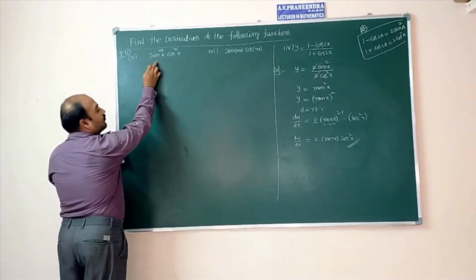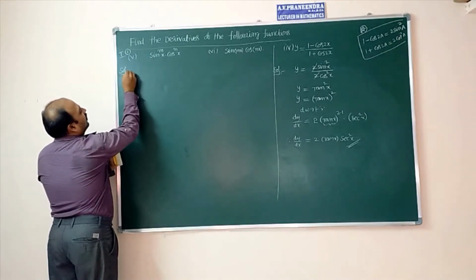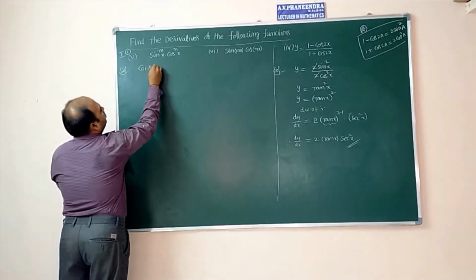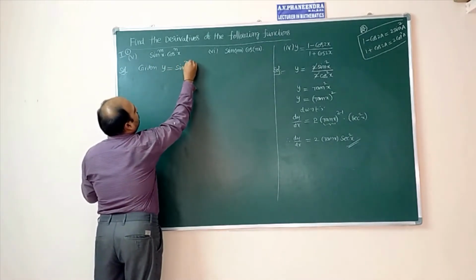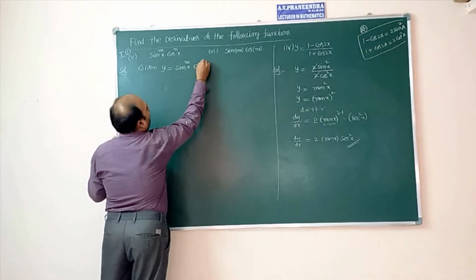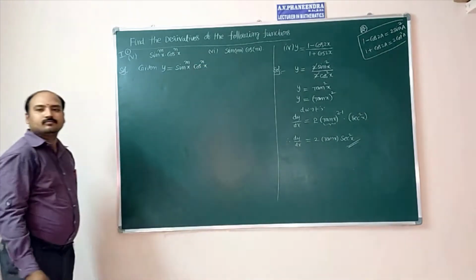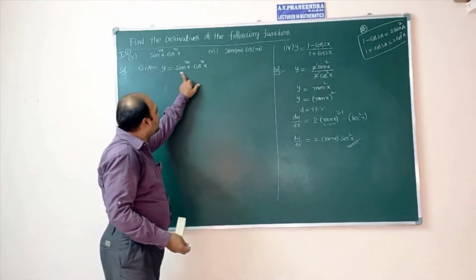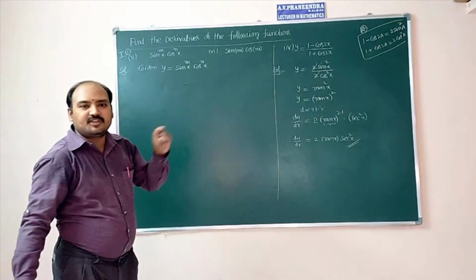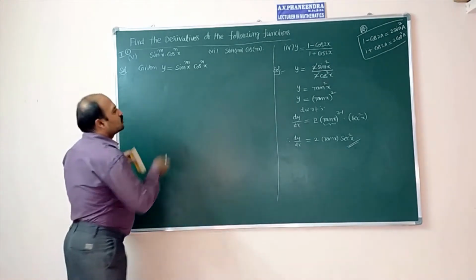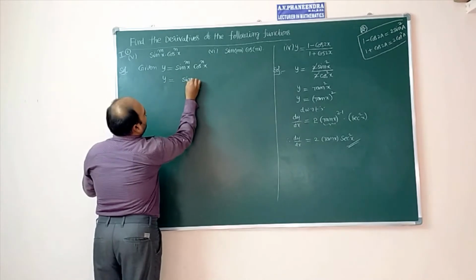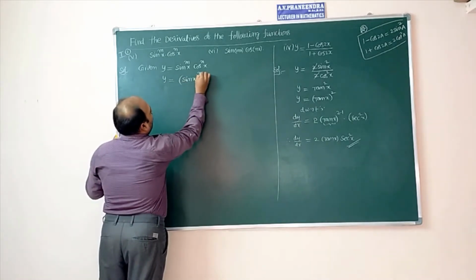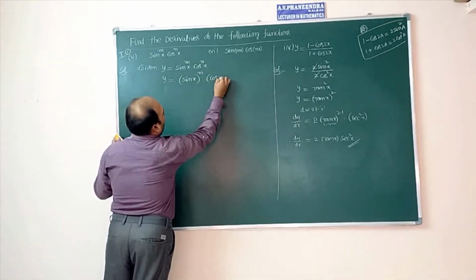Take this question: find dy by dx, given y equal to sin power mx into cos power nx. Observe that this is a product of two functions which have powers. So first we have to write it in that way: y equal to (sin x) whole power m into (cos x) whole power n.